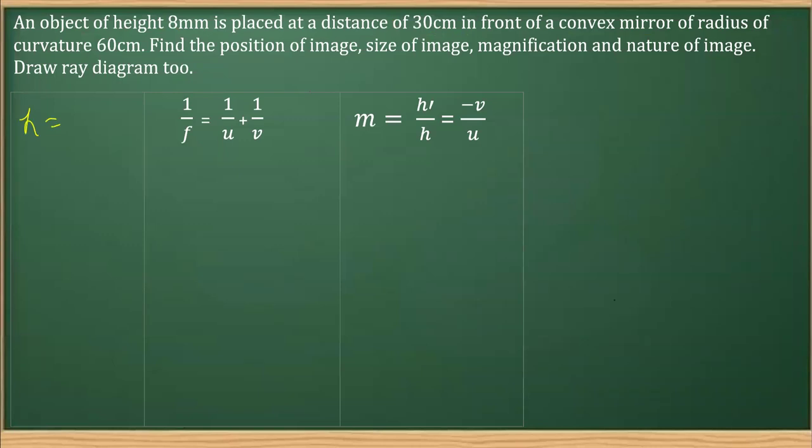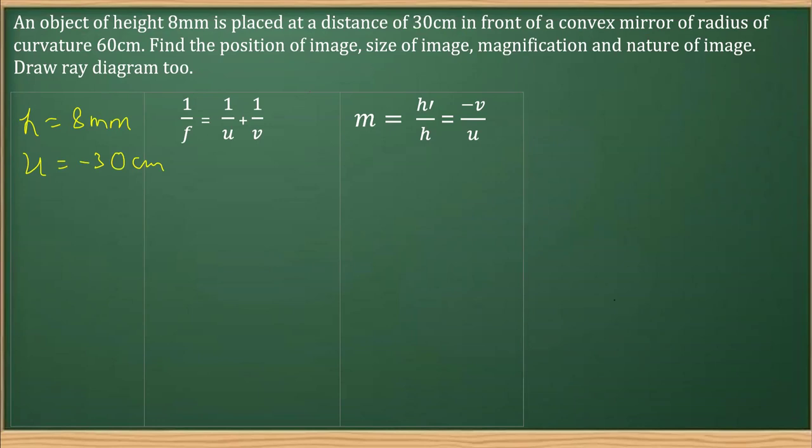which is given as 8 millimeter, and the object distance. As you know, the object is always by convention placed to the front of the mirror, and anything which is measured to the left of the pole is taken as negative. So it should be taken as minus 30 centimeter.